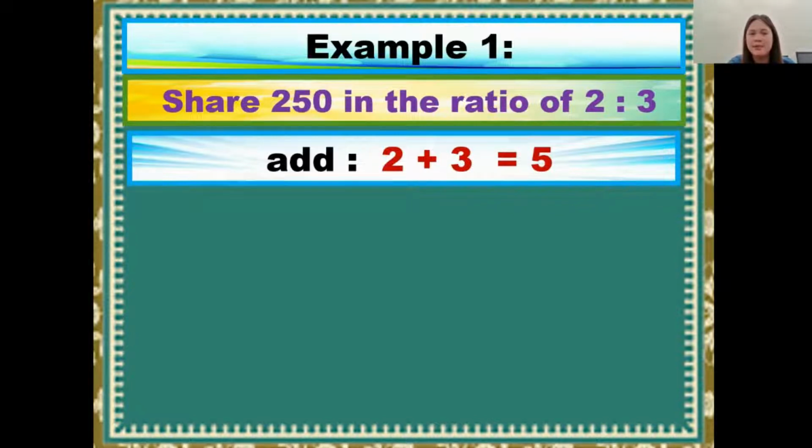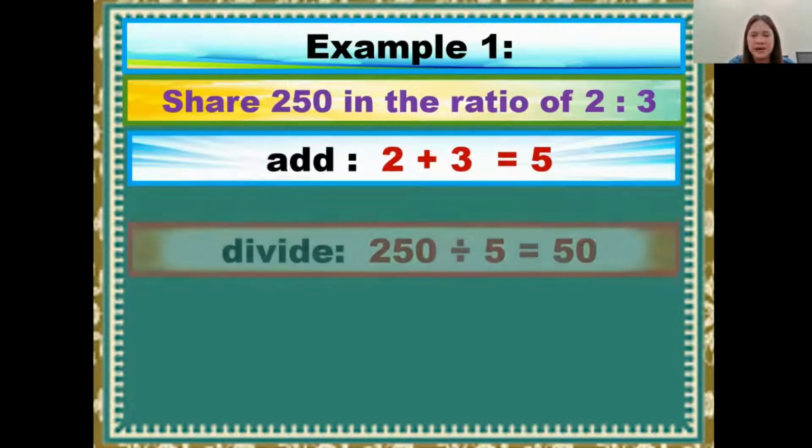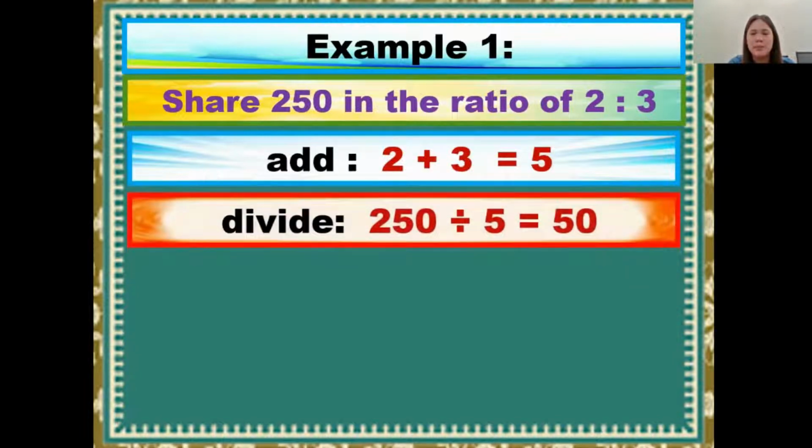The next step is for us to find the value of 1 part. So 250 is the amount. We will divide it by 5. So we get 1 part, which is 50. Again, we divide the amount, which is 250, by the total ratio, which is 2 plus 3. Then we get an amount which represents 1 part of the share.